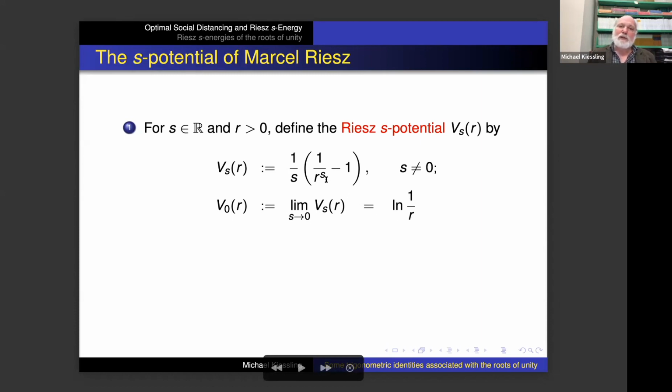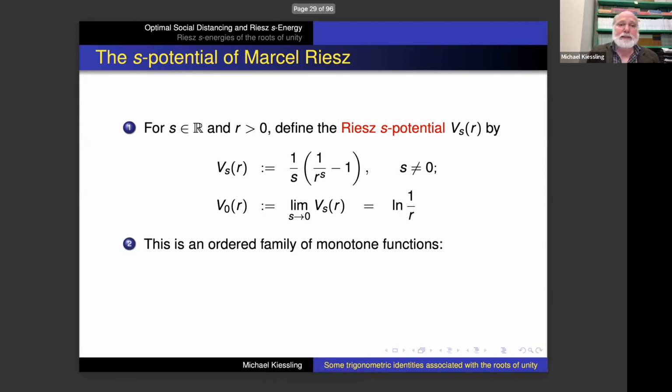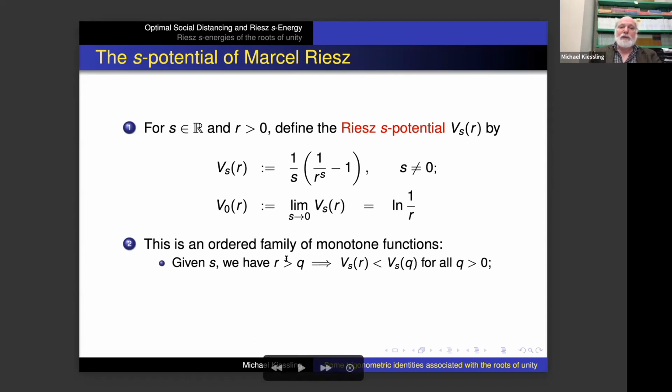You take 1 over R to the S when S is positive. You take negative R to the absolute value of S when S is negative, and you take ln 1 over R at zero, but then you have to chop everything. So this is much nicer because it's a continuous family. Not only that, it's an ordered family of monotone functions. Namely, for fixed S, it's monotonic decreasing in the radial distance. For fixed radial distance, it's monotonic increasing in the Riesz parameter. And there is equality only if R is 1.